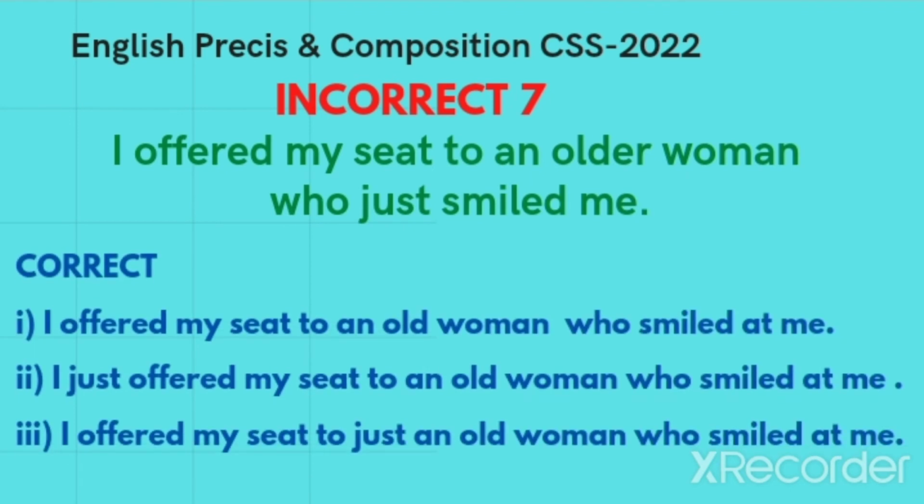Number 7, incorrect sentence: I offered my seat to an older woman who just smiled me. The sentence will be corrected in the following ways. Number 1: I offered my seat to an old woman who smiled at me. Number 2: I just offered my seat to an old woman who smiled at me. Number 3: I offered my seat to just an old woman who smiled at me.